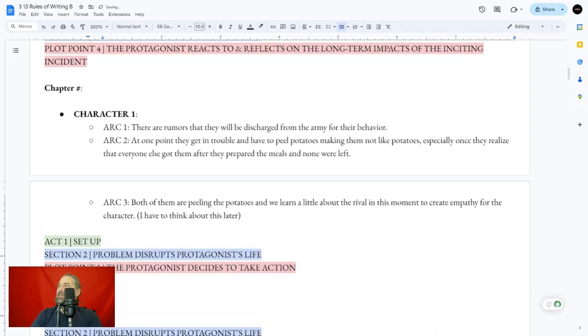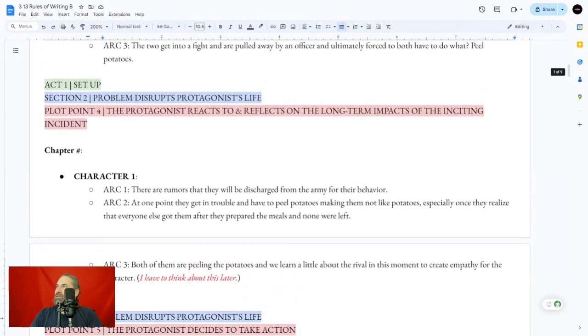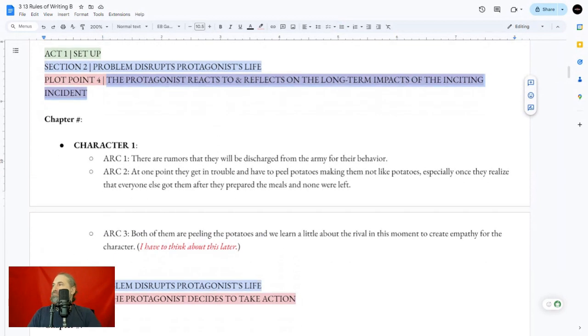Okay, and that's the thing. Remember, you don't have to have specific details when you're brainstorming or laying out the story. You just want to have emotional points. You want to make sure you're hitting certain beats, right? And this is a beat. A beat is the protagonist reacts to and reflects on the long-term impacts of the inciting incident. Okay?